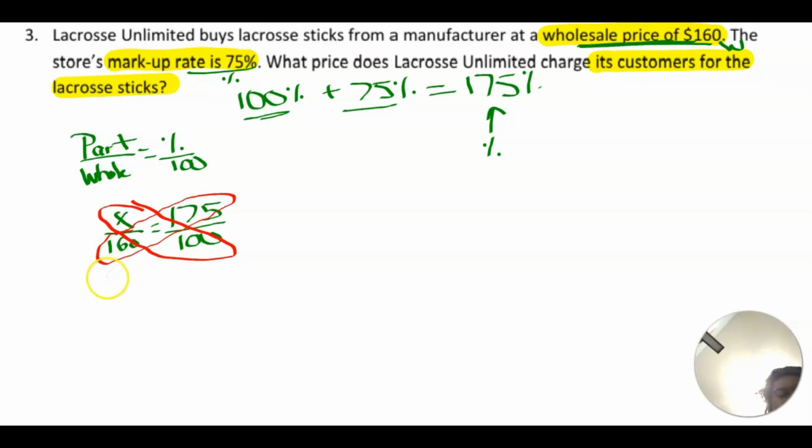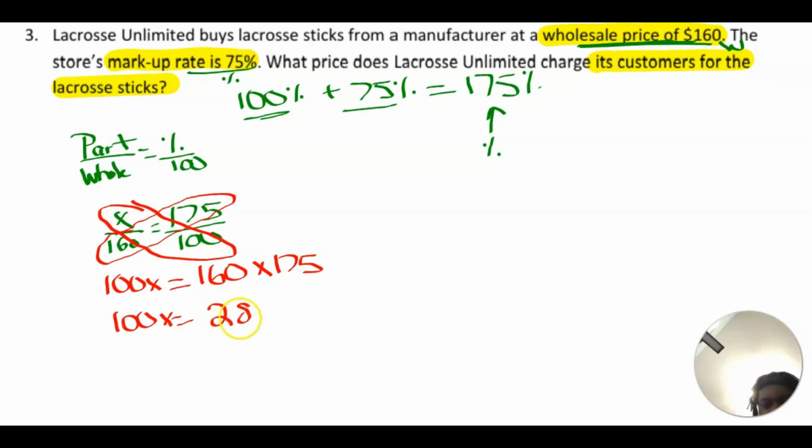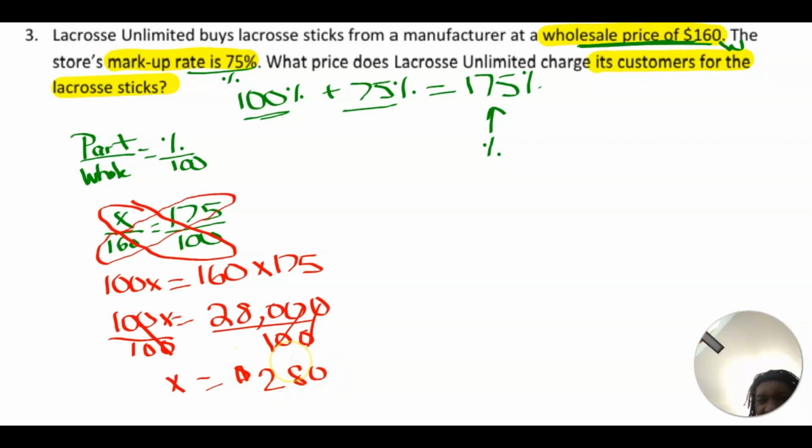So when we do that, we cross multiply and get 100 times X, which gives us 100X equals 160 times 175. Now look at me bringing in the old school multiplication symbol. And we get 100X is equal to 28,000, I want to say. We undo the multiplication by dividing both sides by 100. Cross these out and we find out X is equivalent to $280, which would be the price that they're going to charge for lacrosse sticks.